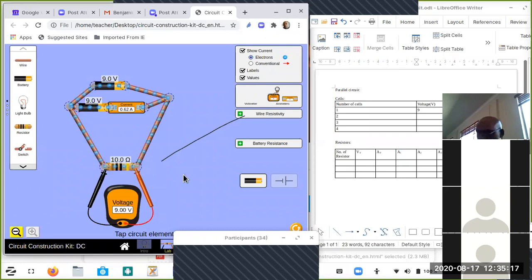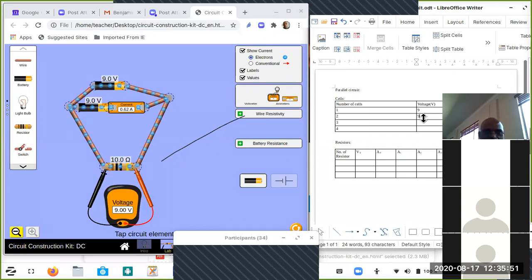How much voltage is it? 9 volts. It's 9 volts. We are looking at the voltage on the voltmeter. I think we are clear there, right? So the voltage you can see is 9 volts, which means when we had one cell, it was 9. Now it is still 9.